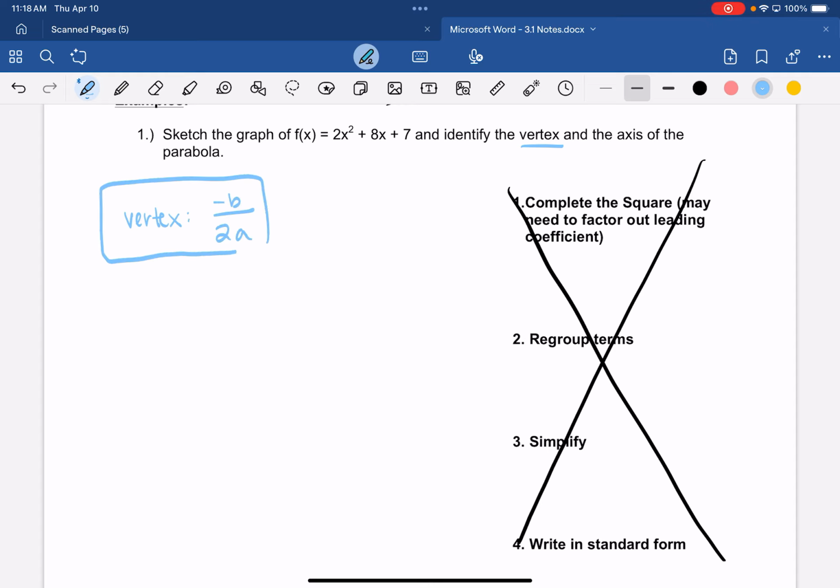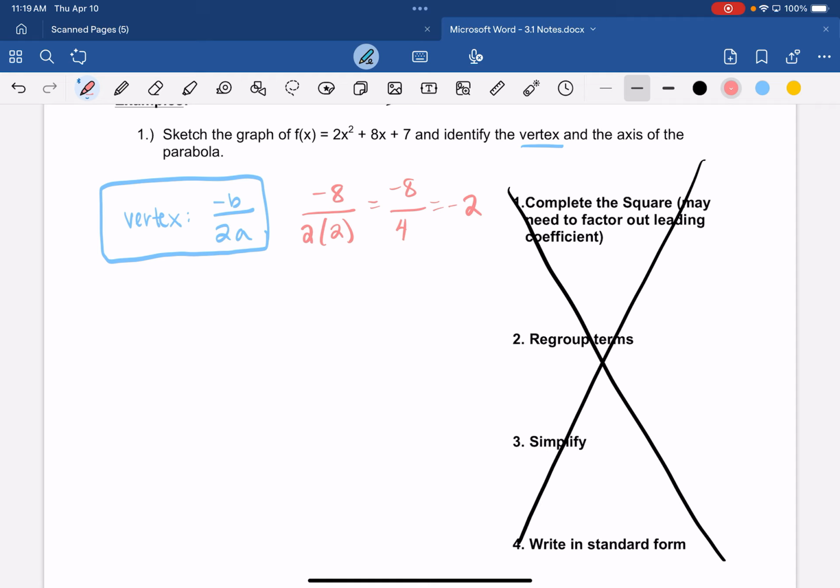All right, you guys need to stop talking. Okay, so here's my formula for the x-coordinate of the vertex. I'm not going to give you this on a test. We need to know this. This vertex formula is used when we're in standard form. So let's find the x-coordinate of this one. Negative b would be negative 8 over 2 times 2. So I have negative 8 over 4, which simplifies to negative 2.